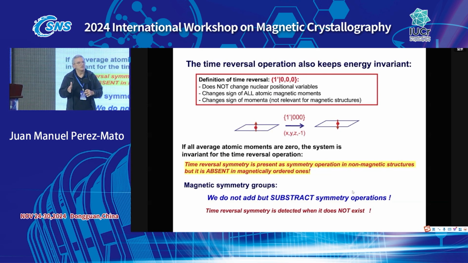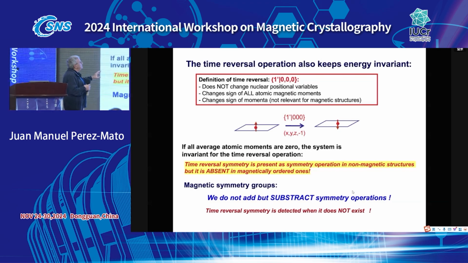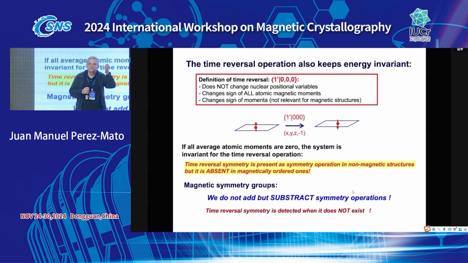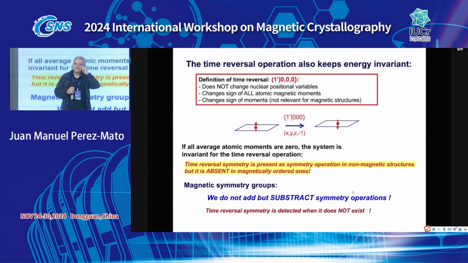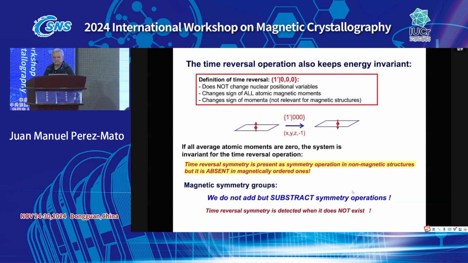Now, when magnetic ordering appears, then time inversion is broken. It is not anymore present in your structure. And it is then that we start talking about time reversal. Not because it is kept as part of the symmetry of your system by itself, but because it is part of the symmetry of your system when it is combined with another operation. And that's the big paradox, that when we go into magnetic space groups, we are not adding operations, we are subtracting operations from the original symmetry that my paramagnetic structure had, which was not magnetically ordered. So time reversal is detected when it does not exist, and it is detected in magnetic structures.